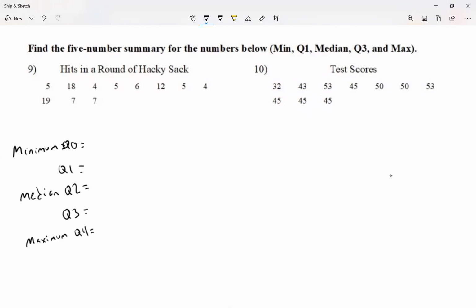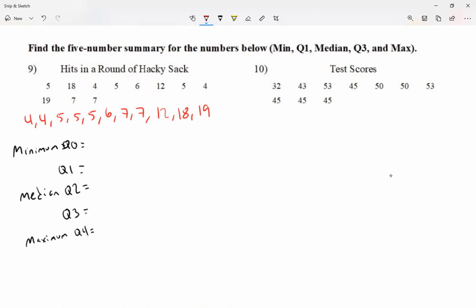All right, so first thing, in this case, I have a list of numbers. Let me put my numbers in order from smallest to largest. So I'm going to put a 4, 5, 5, a 6, 7, 7, 12, 18, and 19. This is the hardest work that we have, putting the numbers in order, right?